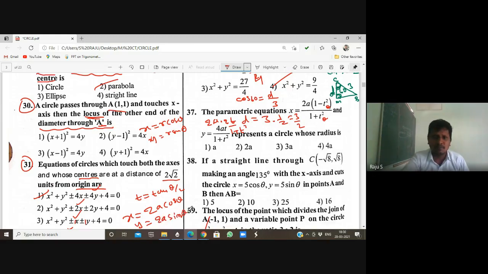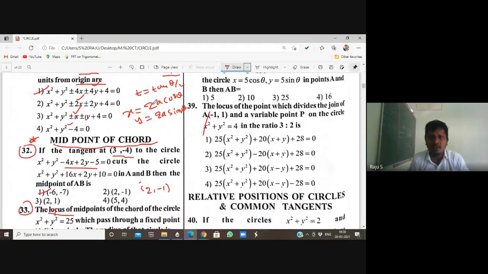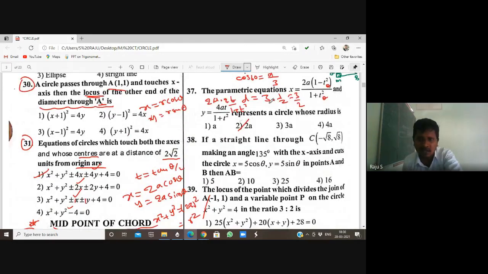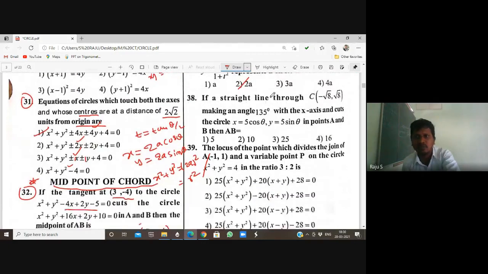Now, simple, you can square and add. x square plus y square is equal to 2a whole square. 2a square is common, cos square theta plus sin square theta is nothing but 1. It is in the form of r square, radius is 2a. That is homework. I have already explained it, you can do it once again clearly.